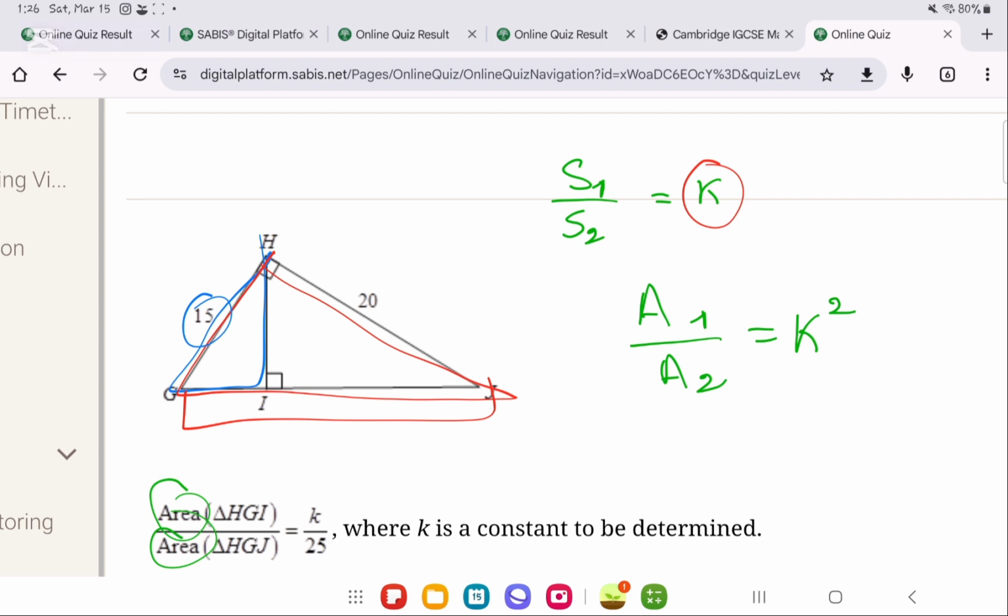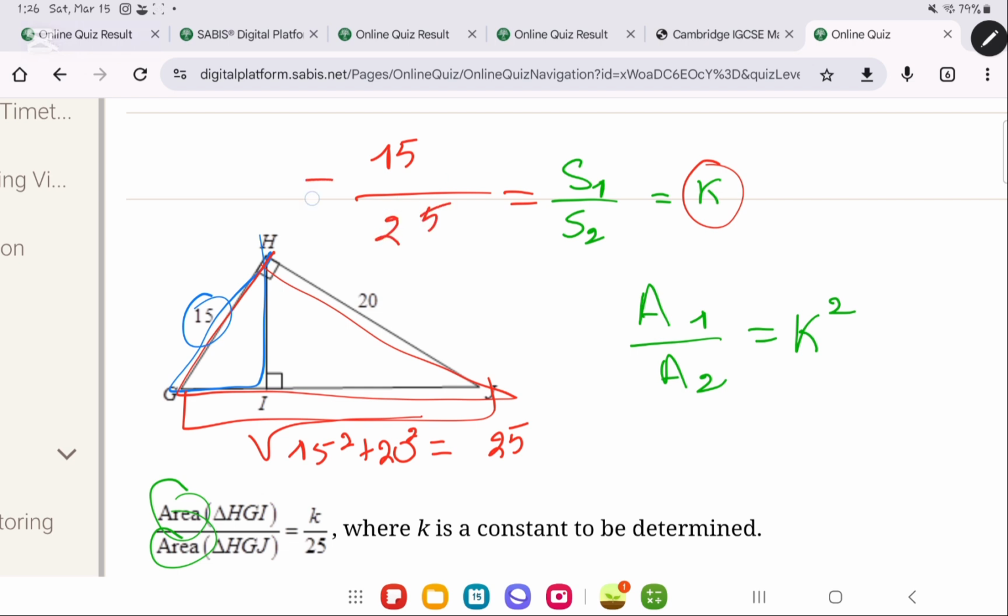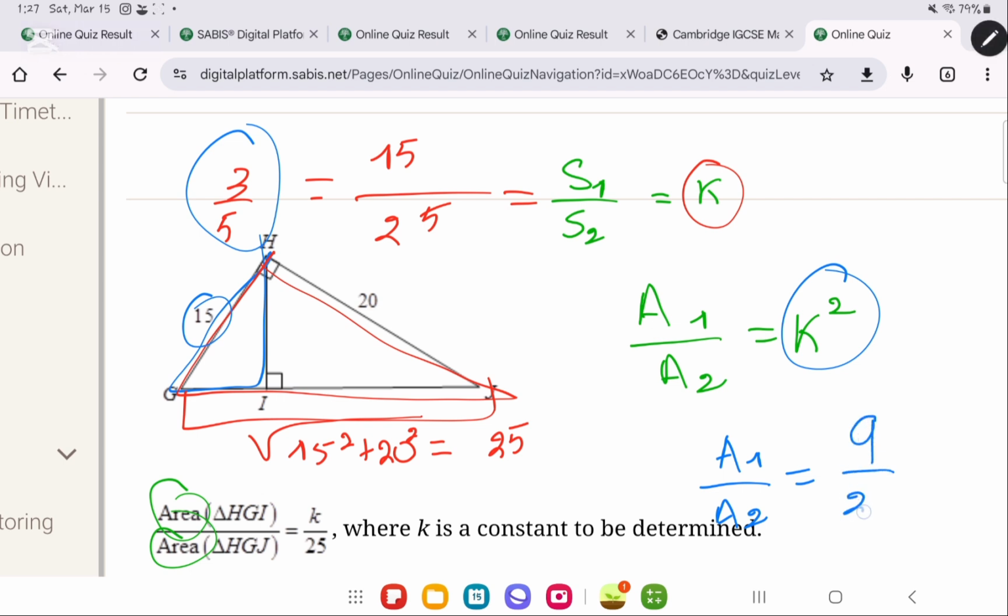To find JG, we're going to apply the Pythagorean theorem. So it's equal to radical 15 squared plus 20 squared, and this will give us an answer of 25. So now we have what? We have side 1 in the blue triangle, which is 15, over side 2 in the red triangle, which is 25. So let us find the constant. 15 over 25 is equal to 3 over 5. Now, very simply, area 1 over area 2 is going to be equal to the constant k squared. So if our constant k is 3 over 5, that means area 1 over area 2 is equal to 3 over 5 squared, which is 9 over 25.